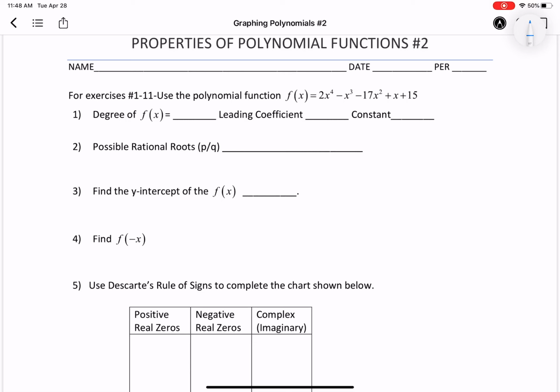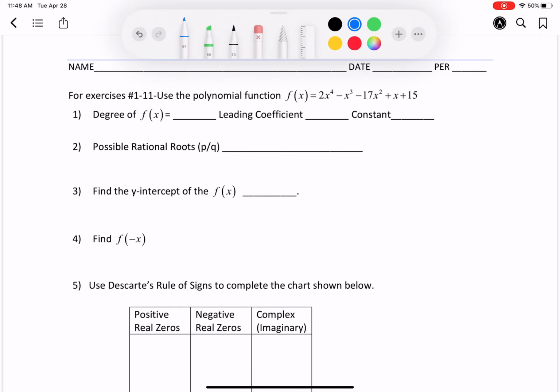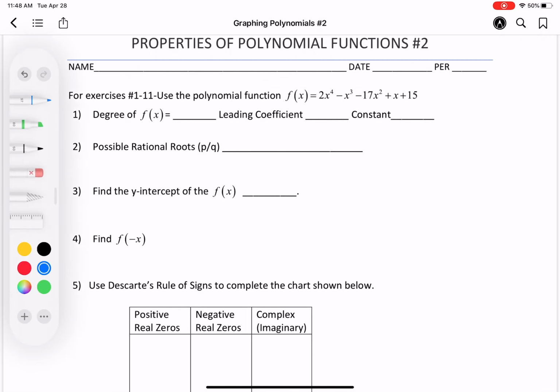All right, so here we have our function, which is right here. Okay, so it says, what is the degree of the polynomial? Now, to find the degree, it means the highest degree. Okay, that's our highest degree. So this is a 4th degree polynomial. Our leading coefficient, okay, it is positive 2. And what is our constant? Our constant is positive 15. Okay, our constant is the number here without a variable.